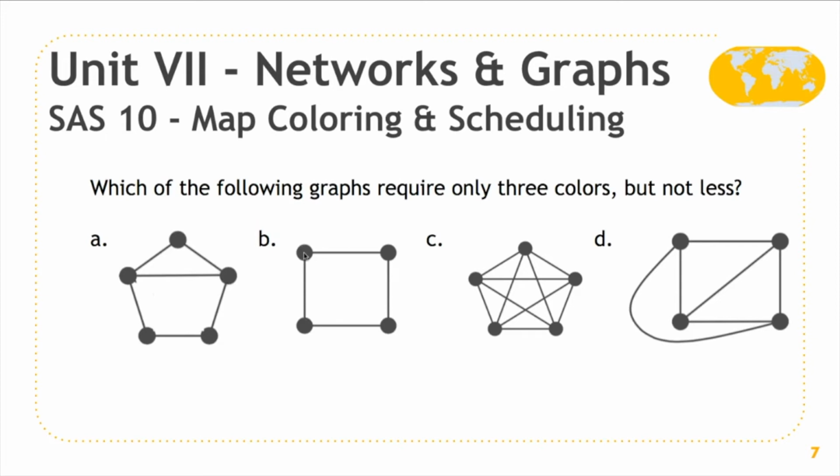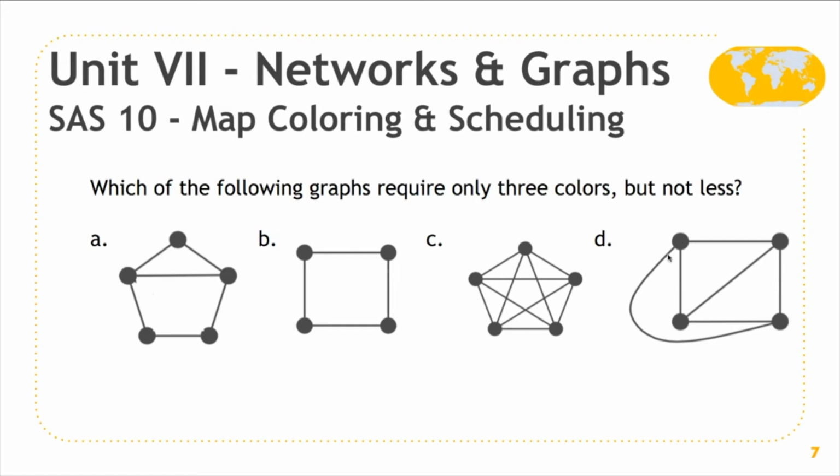Now B, this one's pretty simple. This color can be the same as this, and this color can be the same as this. That would fit the bill, but it would only require 2 colors, so it doesn't fit that requirement of only 3 colors, but not less. Now, how about this? This has a branch to every single one, so it would have to have 5 different colors because all of them have a branch to each one, or an edge. I'm sorry. So they would all have to be 5 different colors.